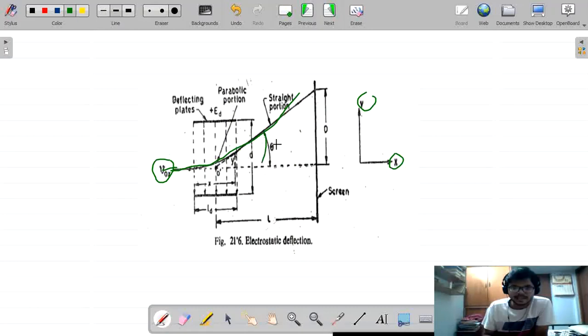Theta is the angle, the amount by which it is deflected from the original path. LD indicates the length of the deflection plate, and capital L indicates the distance between the screen and the midpoint of the deflection plate. ED indicates the voltage at the plates. D indicates the amount deflected from the original point to the maximum deflection point.